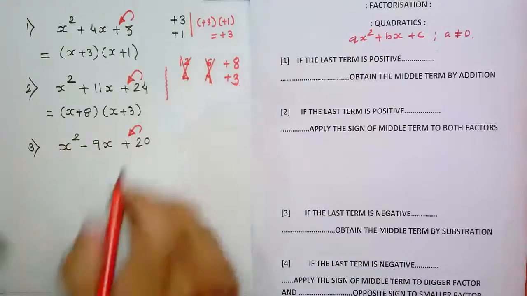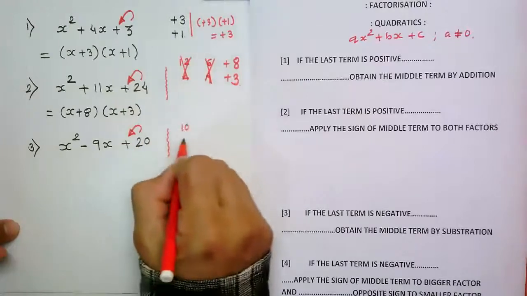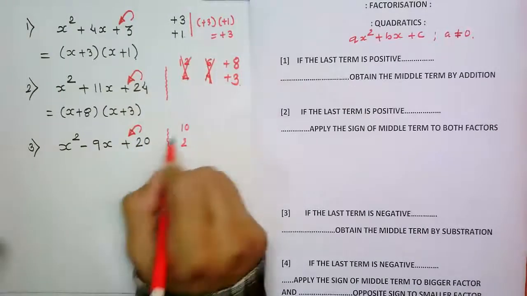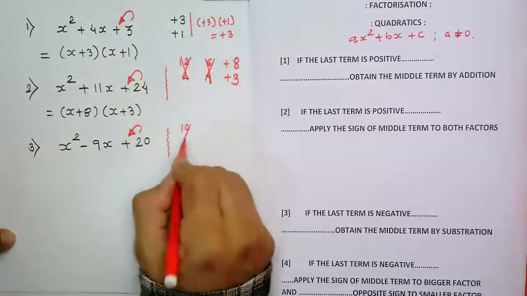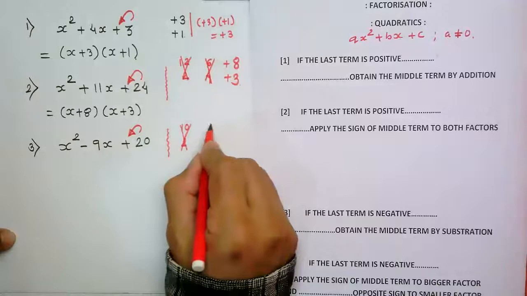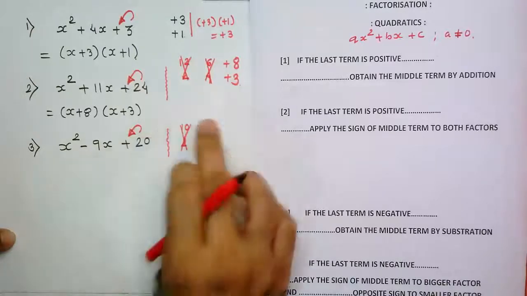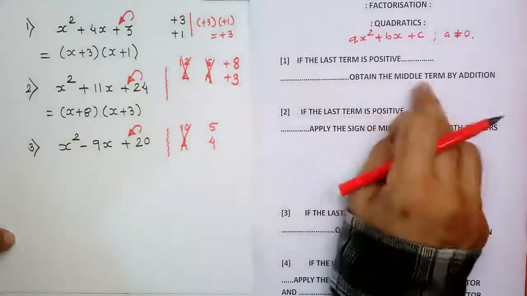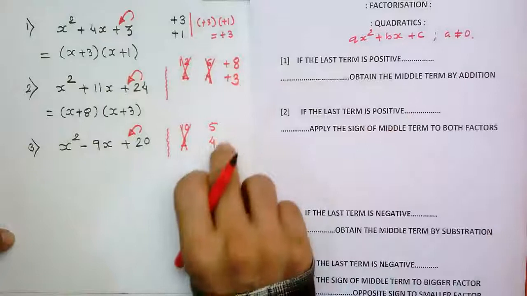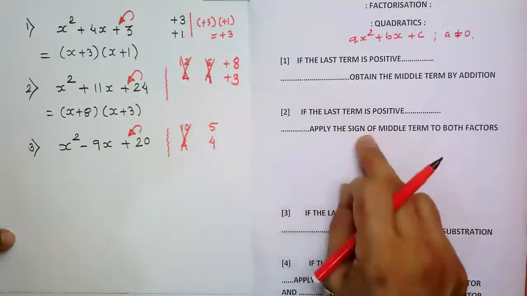Factors of 20. 10 2s are 20, but 10 plus 2 is 12, not 9. So it is not our answer. 5 4s are 20. 5 plus 4 is 9. So it is our answer. Obtain the middle term by addition. Addition of these two is 9. That's fine.